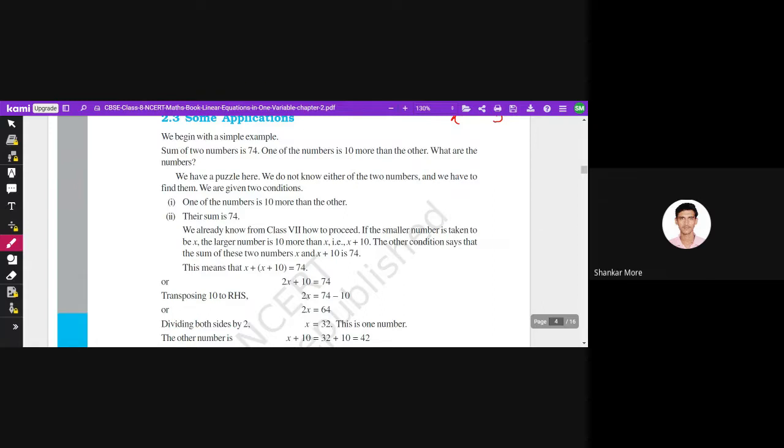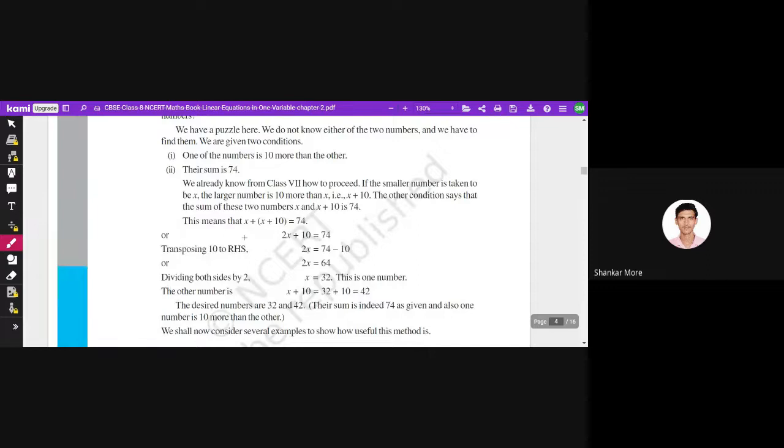x को अगर हम बड़ा नंबर मानते हैं, y को अगर हम छोटा नंबर मानते हैं तो, राइट? Yeah, and their sum is going to be 74. Now, we already know from class 7th how to proceed. If a smaller number is taken to be x, then the larger number is 10 more than the x, that is x plus 10. मतलब पहला नंबर अगर x है तो दूसरा नंबर क्या रहेगा? x plus 10 रहेगा. So this is going to be equation, linear equation in one variable, right?